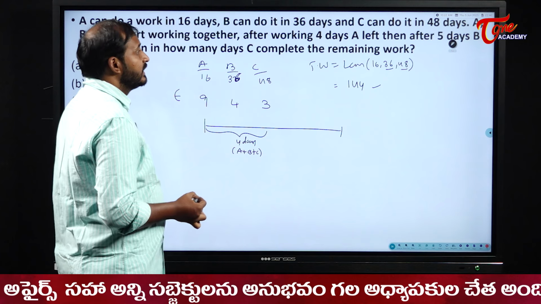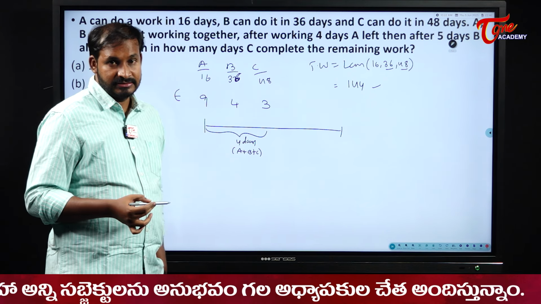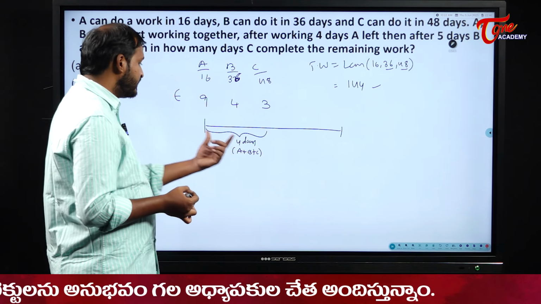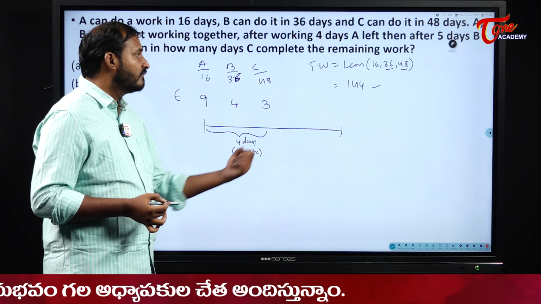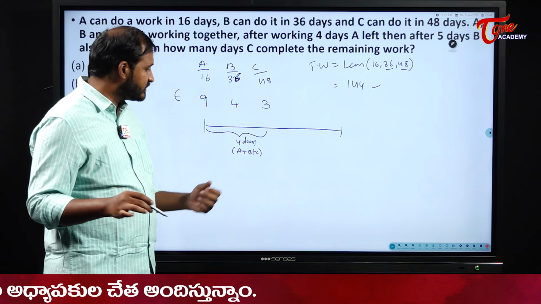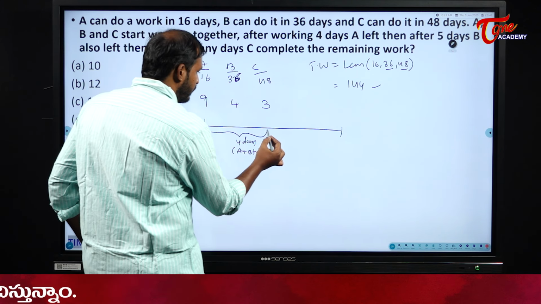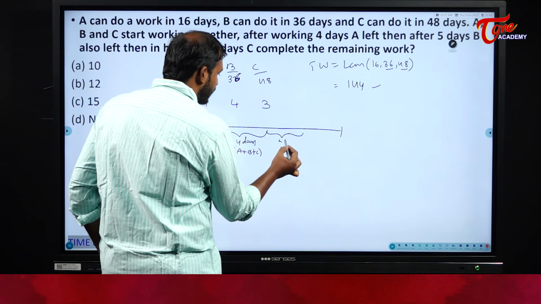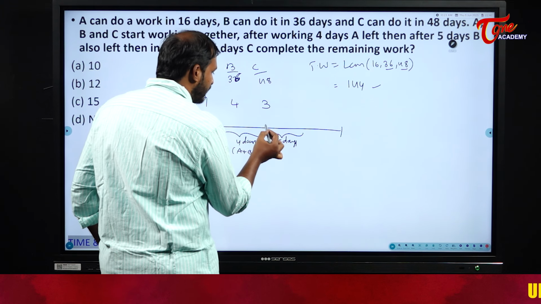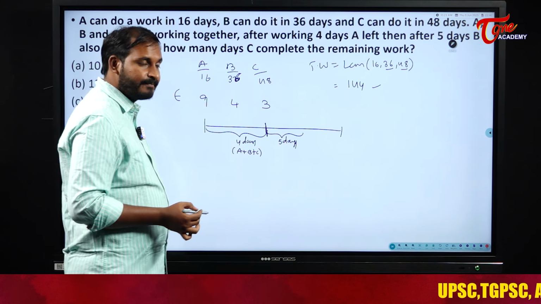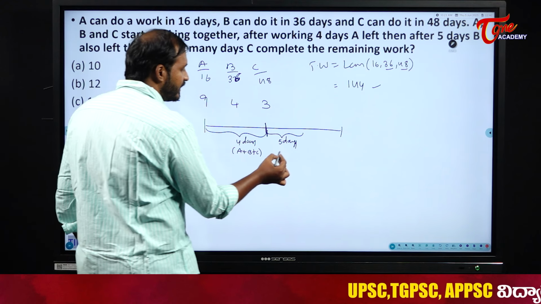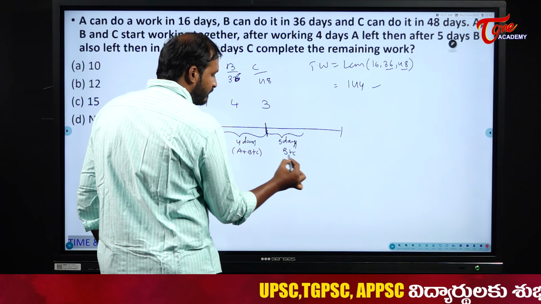Okay. Next. Then after 5 days. Now from this instance onwards, more 5 days. Understood, students? After 5 more days, now, after this instance, who are working, tell me? A left the job, so for these 5 days who will work? B and C will work.